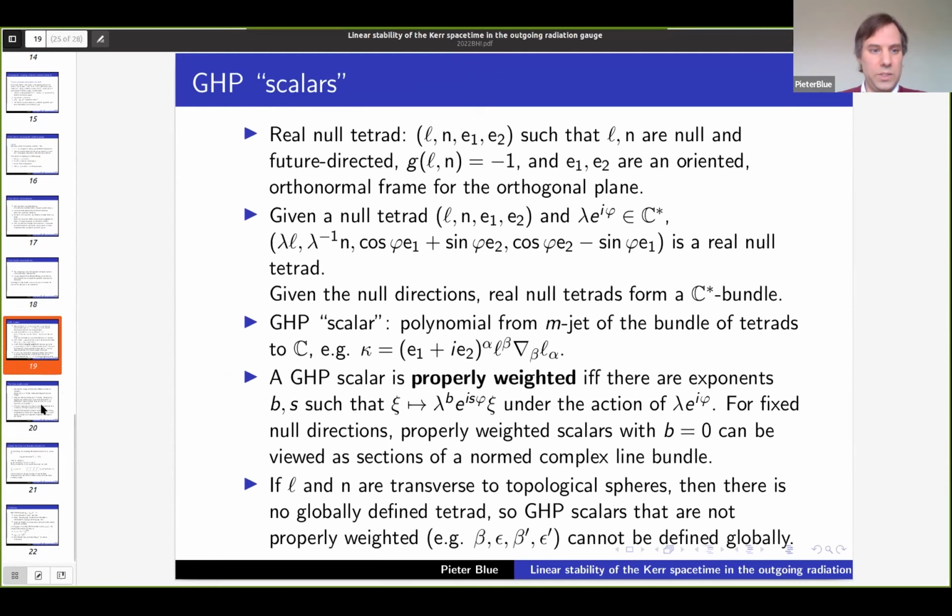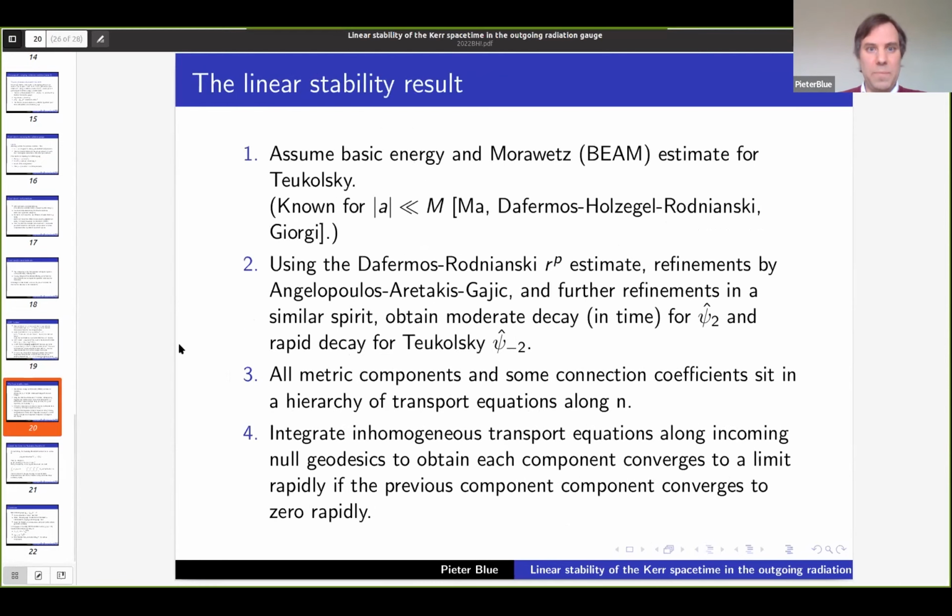But I think just in the interest of time, I'll skip over that and just briefly say what our linear stability result is. So we assume that there's some sort of energy bound and there's an integrated local energy decay estimate. So that's a basic energy and Morawetz estimate, which for simplicity we call a beam estimate. And these are known from previous works for the very slowly rotating case.